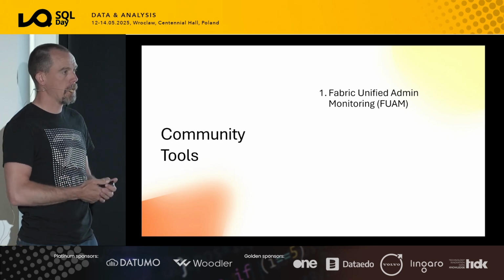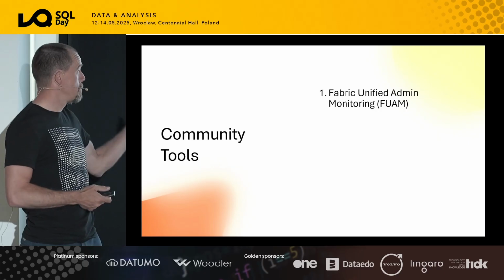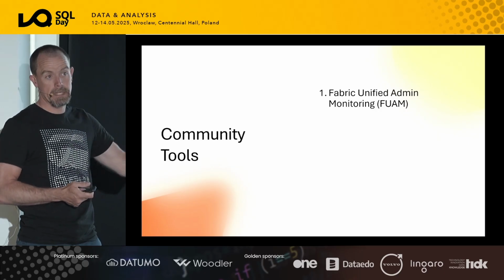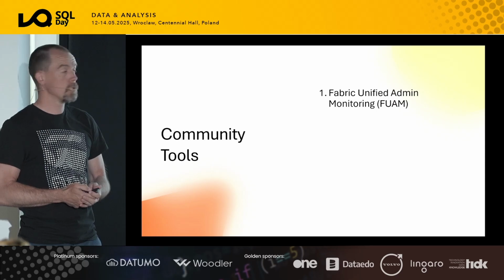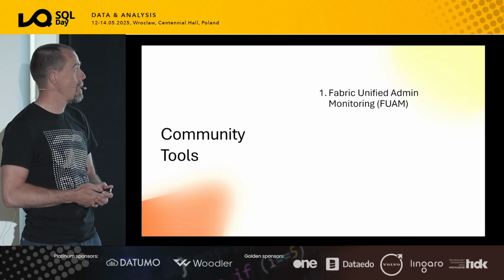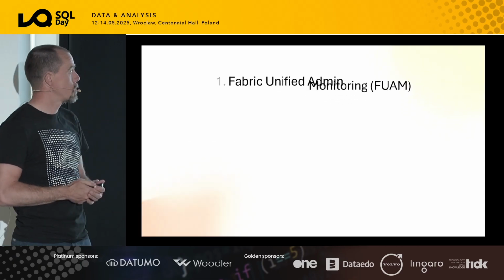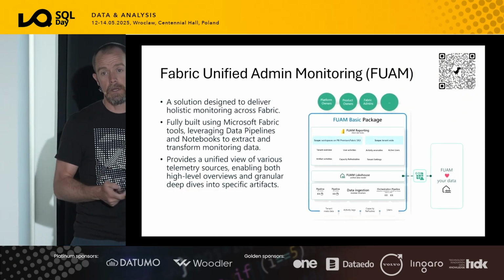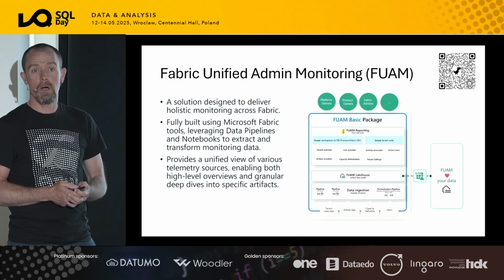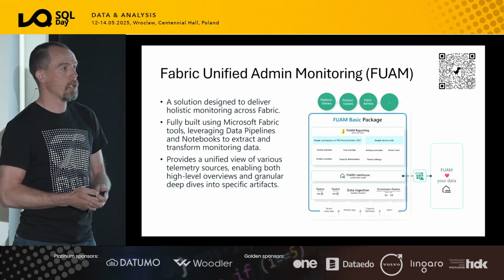Then we can look at what is not coming from Microsoft, and there are community tools, and I will just spend time to look at one of them. And this is a community tool called Fabric Unified Admin Monitoring, or FUAM in short. It's a tool built by the community, supported by Microsoft, that you can install on your tenant. So it's not something that you can find in the admin monitoring workspace.